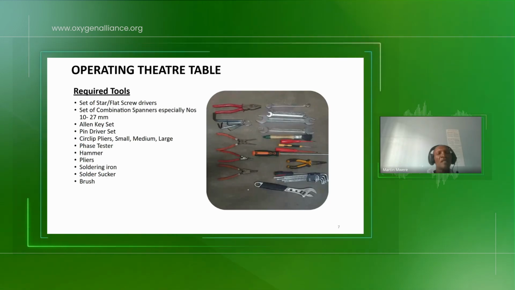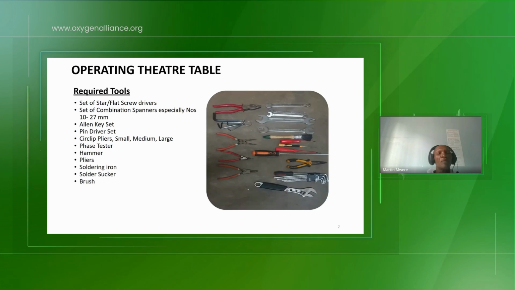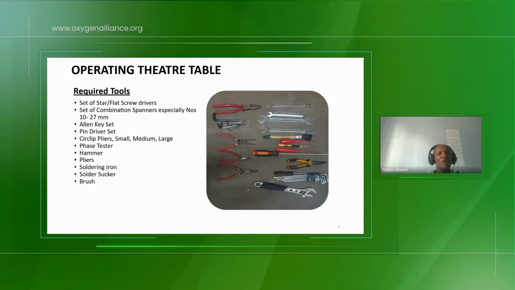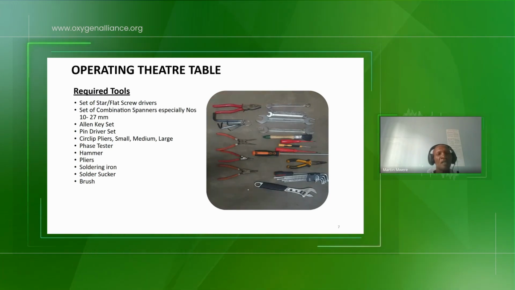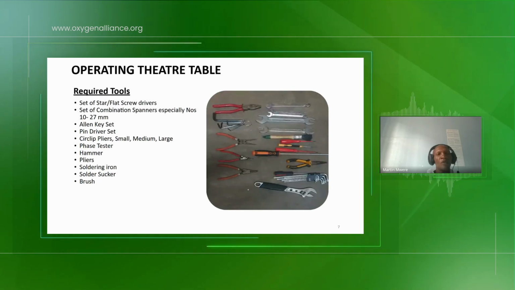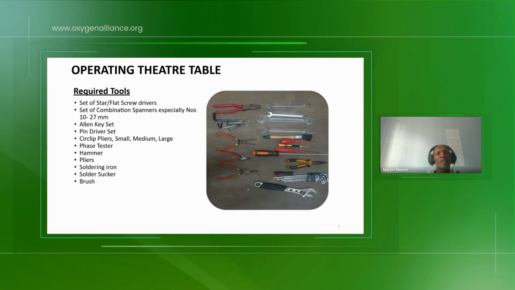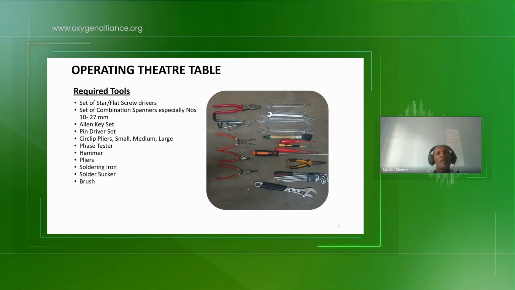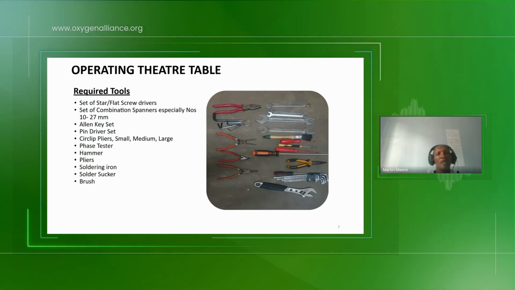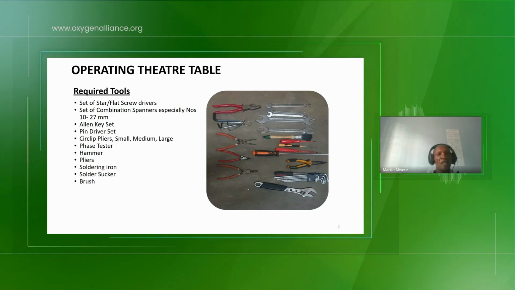But in this case, when we are using our chair, you can use numbers 12, 13, 14, and 24. This can be a combination spanner, or an open spanner. We have the Allen key set. In this operating theater table, we are mostly using the 5.5 millimeter Allen key, or the 4.0 millimeter Allen key.